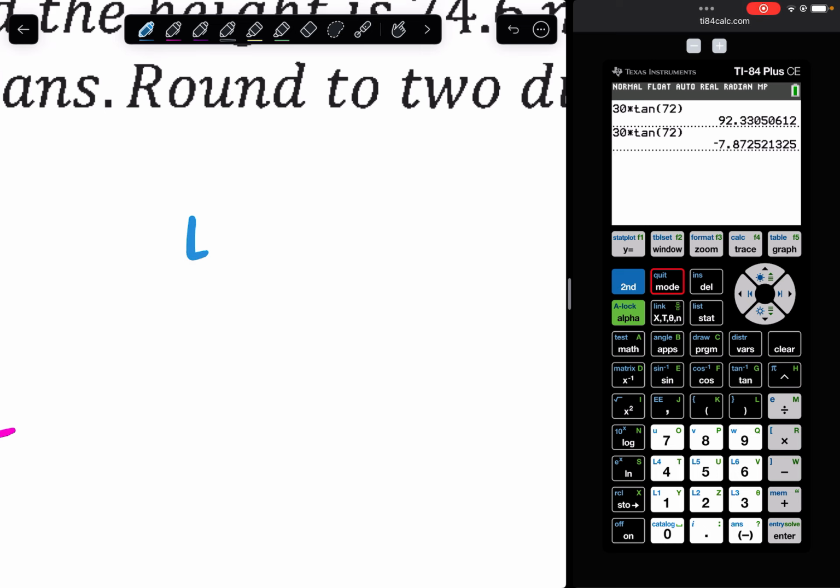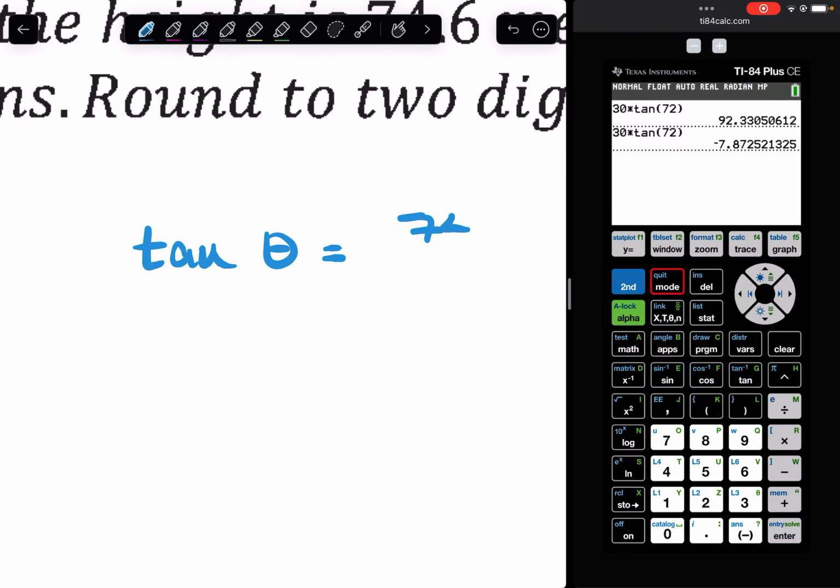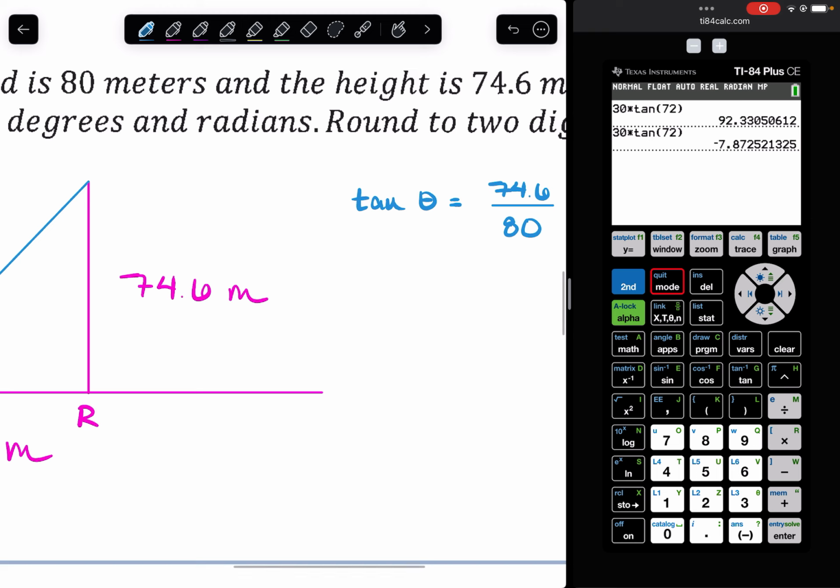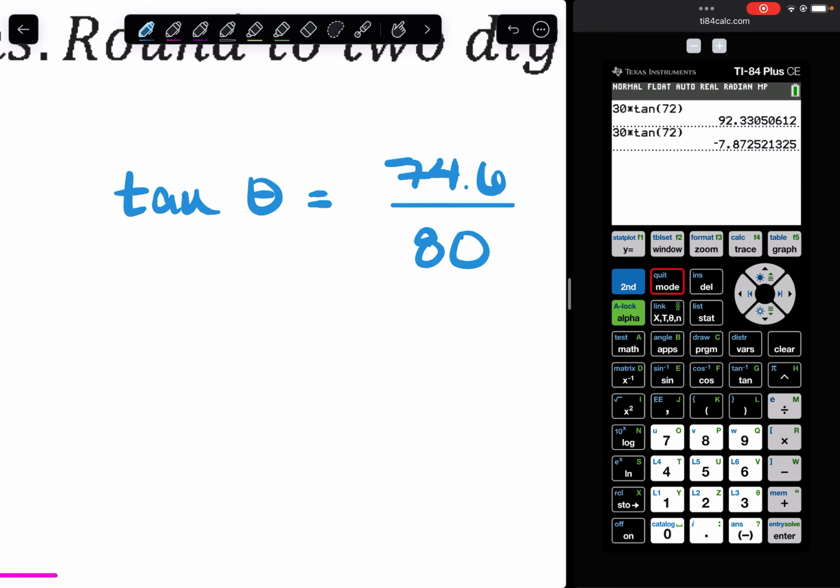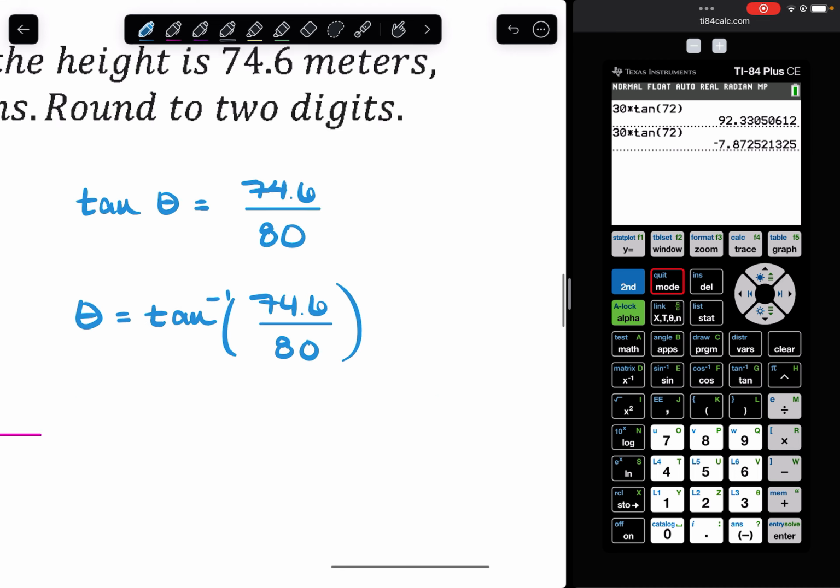So our setup is going to be tangent of our angle theta is equal to the ratio of the opposite leg, which is 74.6, to the adjacent leg, which was 80. So here is our equation. As far as solving, remember to get the angle by herself, theta, we use inverse tangent. So theta is going to be the inverse tangent of the ratio 74.6 divided by 80. All right, so here's our formula.